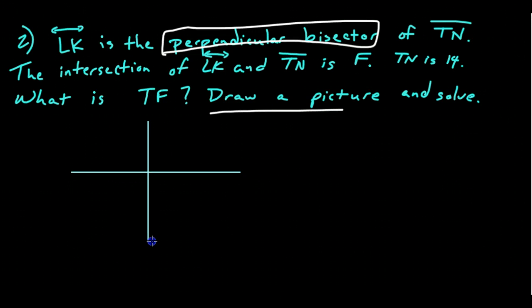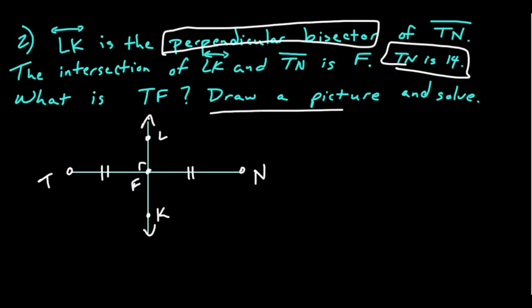All right, so I've got two lines that intersect. Let's go and call this one TN. This is going to be our segment. That's segment TN. And LK is a line, so I've got to put my line symbols on there. LK. It's a perpendicular bisector, so I know it's 90 degrees. That section and those two sections have to be equal because it cut it at its midpoint. And the intersection is F. All right, so I think I drew my picture out perfect.